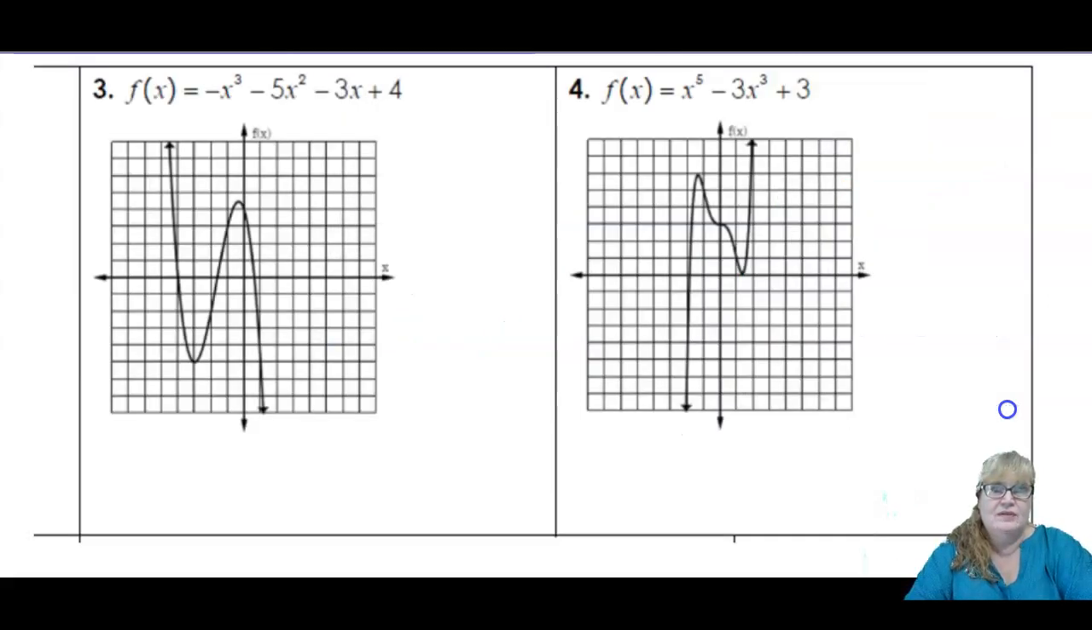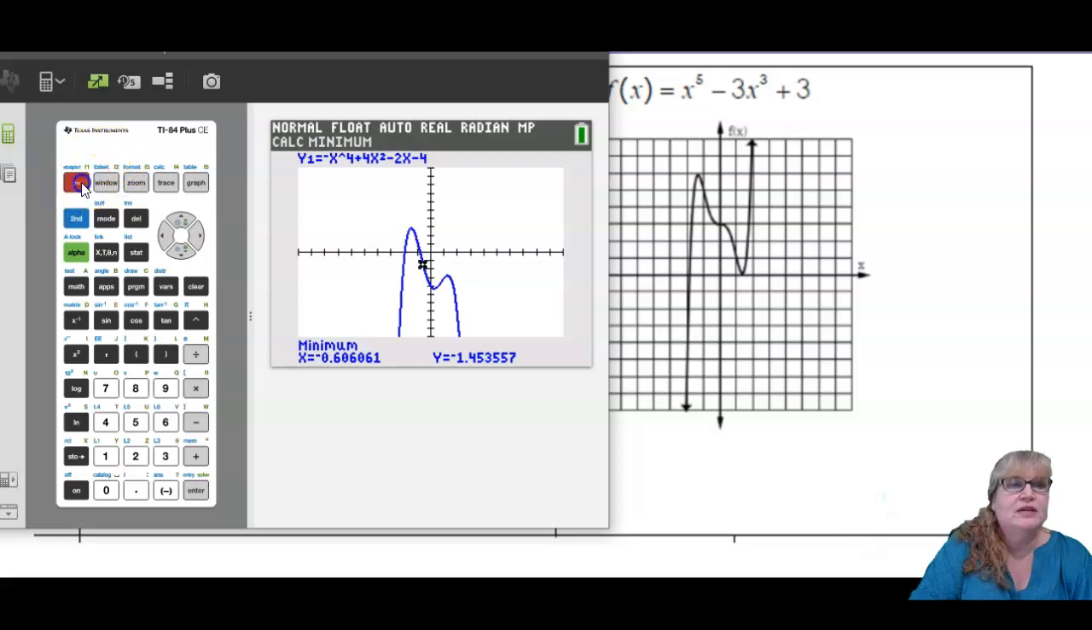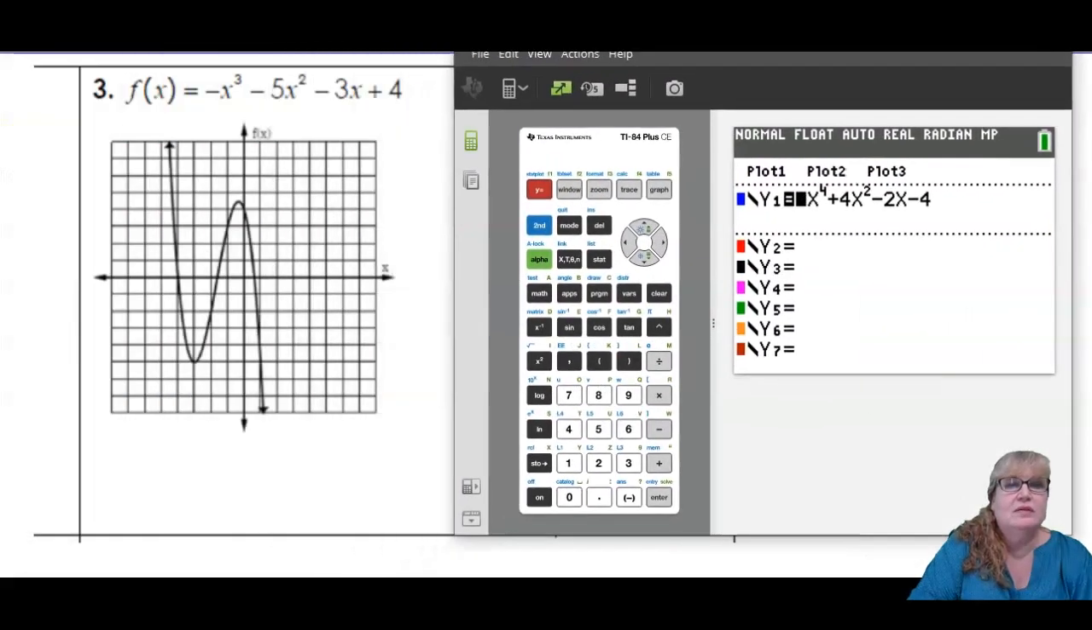I think I have some more examples here. Let's do one more on the calculator, and then maybe for number 4, we'll just estimate and pretend we did it on the calculator. I don't want to spend too much time because it takes me forever to do these on the calculator. All right, because I'm slow.